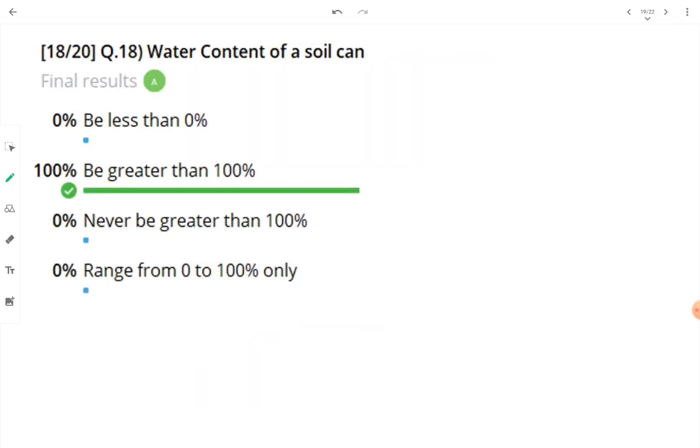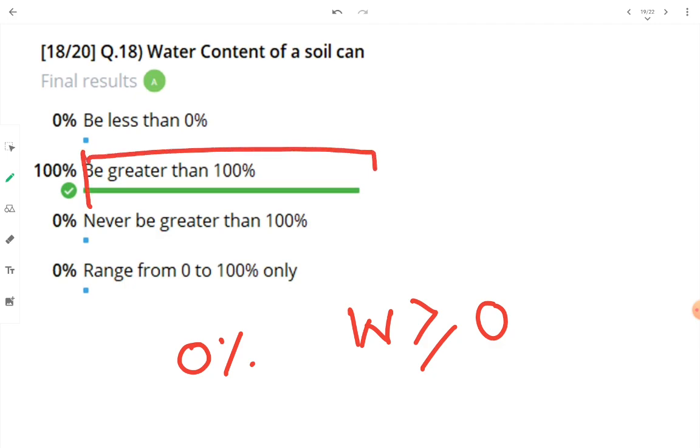Then, can the water content of a soil be less than 0%, never be greater than 100%, or range from 0 to 100% only? See, the water content of a soil at minimum can be 0%, and there is no upper value. That is, w can be greater than 0 and it can be more than 100% also. Therefore, the answer is: it can be greater than 100%.